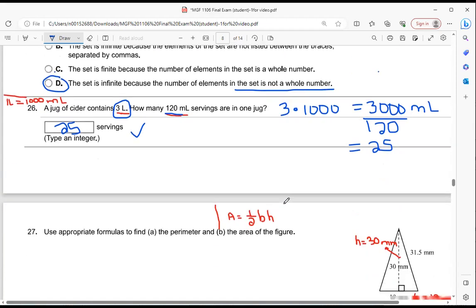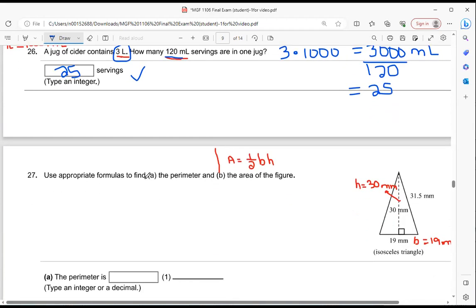For 27, we want to use the appropriate formula to find the perimeter and the area. Remember, the perimeter is the distance around the shape. So we'll just add all the sides of the triangle in order to determine what that perimeter would be. And we're asked to type an integer or a decimal for our perimeter here.